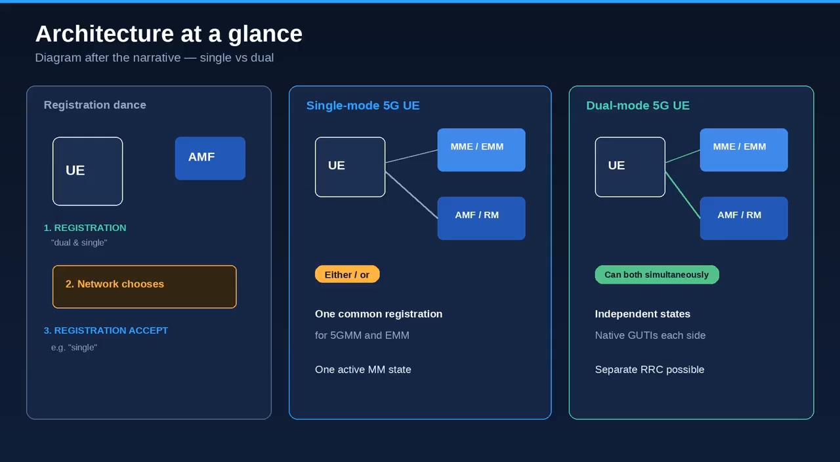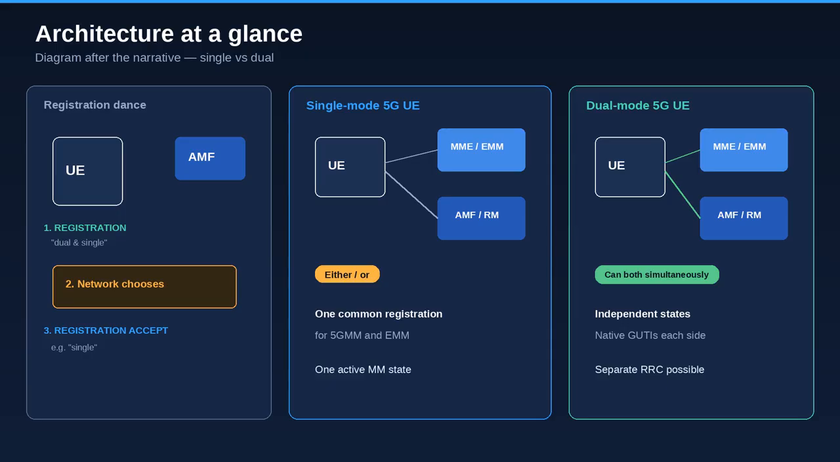Now that the story is in your head, look at the architecture. On the left of the classic slide, registration is a three-step dance. The UE sends registration with capabilities dual and single. The network chooses the mode. Registration accept returns the chosen mode, often single. On the right, two stacks.